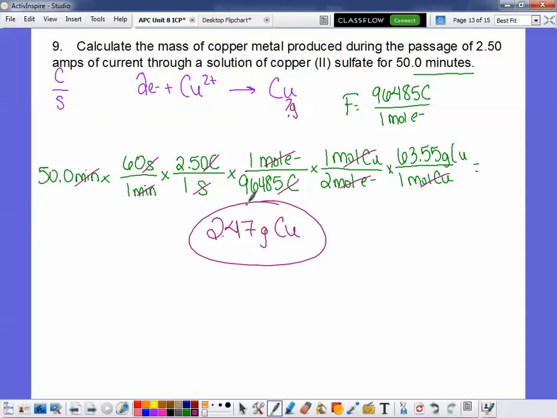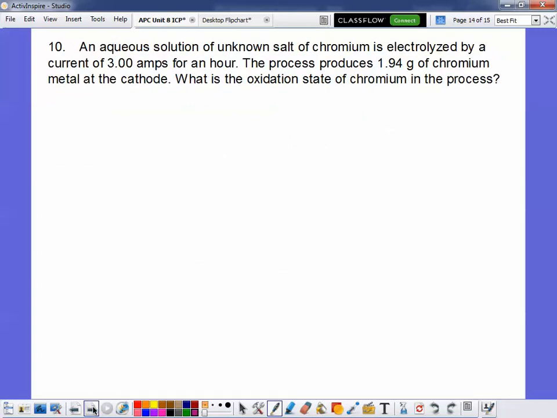The last problem is same type of concept, but we're going to figure out the oxidation state of the chromium. So we have an aqueous solution of an unknown salt of chromium. Chromium likes to form what type of charge? Positive. Just some sort of positive charge. We're figuring out what the number is.